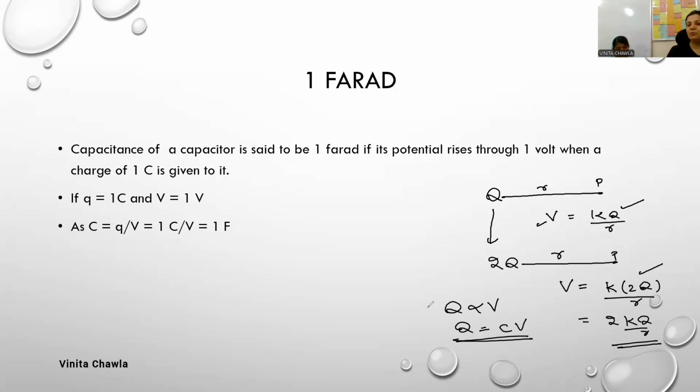So they are directly proportional. And this is equal to CV. C is the capacitance of the condenser or the conductor, whatever we have. Okay. Now this C is Q by V. So if a charge of 1 coulomb is given to a capacitor और उसका potential rise हो जाए by 1 volt, तो जो capacitance है उसका वो 1 farad होता है. ठीक है?